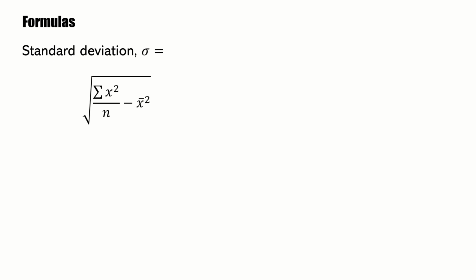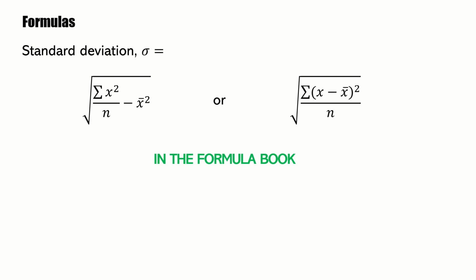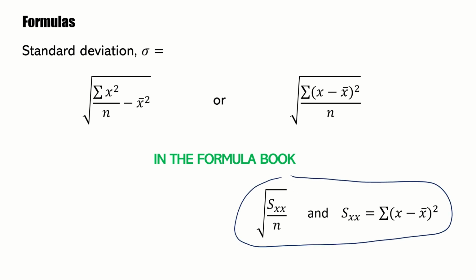Or alternatively, it could be calculated using this formula. Both these formulas are doing the same thing, they just look different. And it's also worth mentioning that they are both in the formula booklet. However, ironically, that second formula is presented in a bit of a weird way in the formula booklet for the exam I teach, because what it does is it instead tells you what SXX is as a formula, and then tells you that standard deviation is the square root of SXX divided by n. Of course, you'll realize very quickly if you combine those two things, that is just saying the same thing as the formula up above.